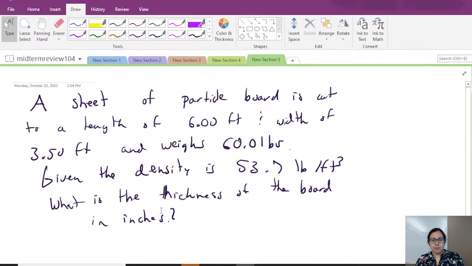So take a few minutes, think about how you might solve it, think of what you know, density. You're given this particle board sheet, so what else can you figure out from it? And then we'll go over it.